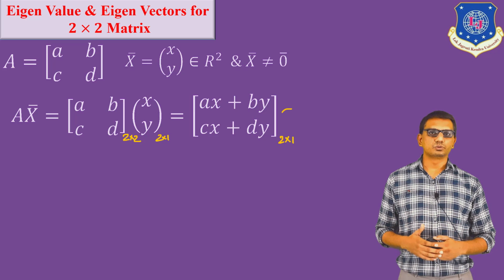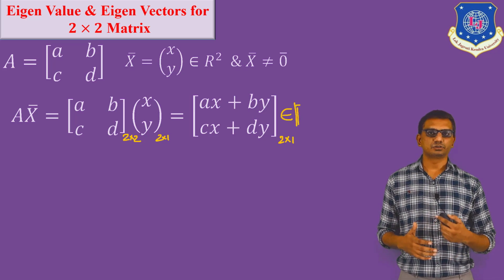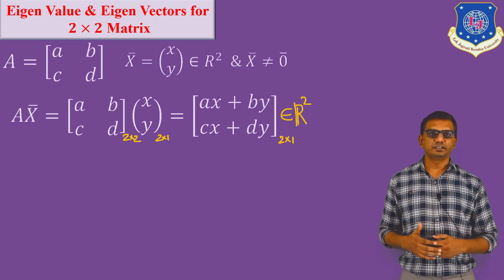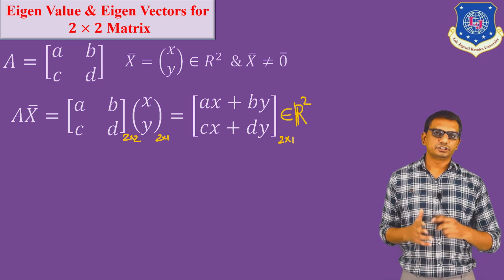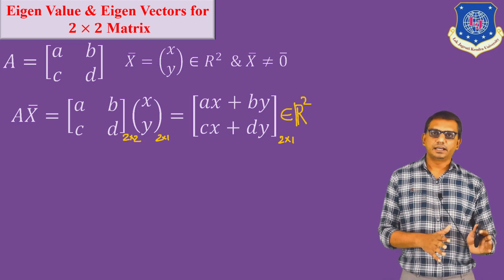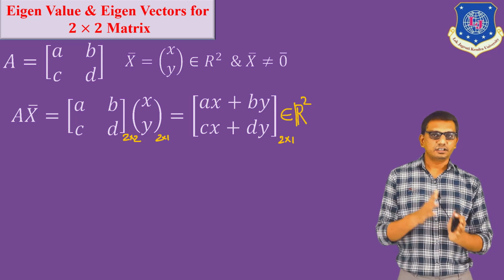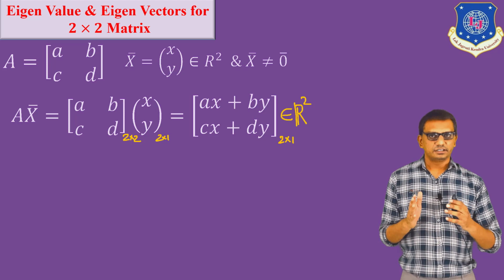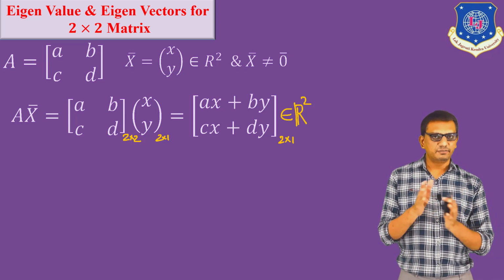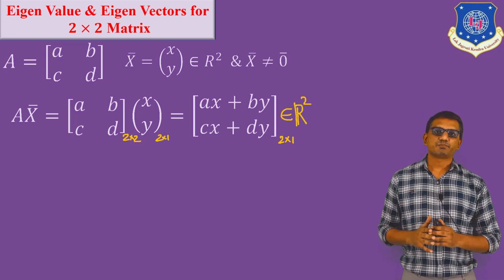Here A is a 2 cross 2 matrix, x bar is 2 cross 1. So finally we get a new vector, 2 cross 1, in R2. Generally, if we multiply any non-zero vector with a matrix, then we get a new vector, and that means the new vector has a different direction and different magnitude.